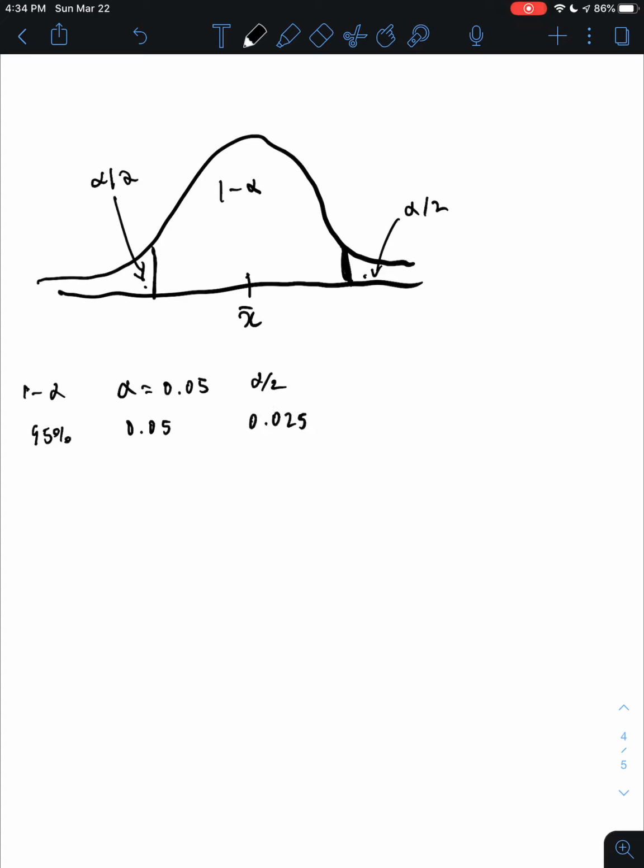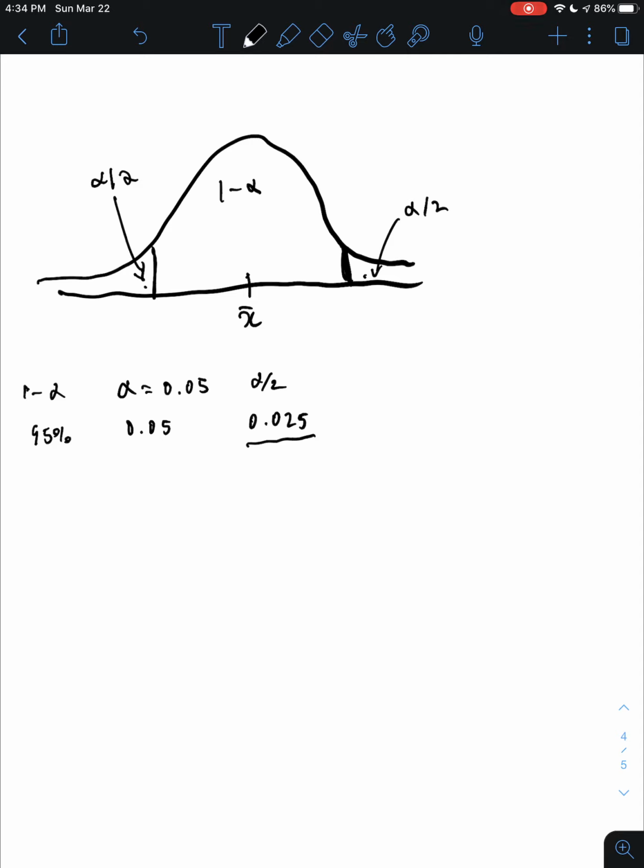Alpha over 2 was 0.025. Now what I'd like you to do is to grab your normal table and find this number inside the body of the table. For me, it is exactly at negative 1.96 on the table. So you're going to find 0.025 on the interior of the table. Since it's a four-place table, it's going to be 0.0250.